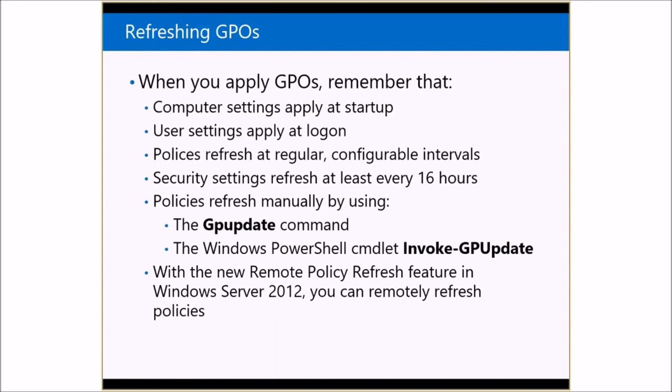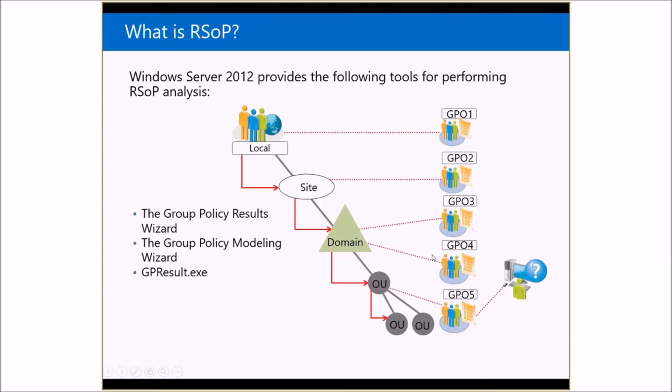Policies can be refreshed manually by using the gpupdate command, or we can use the PowerShell command Invoke-GPUpdate. To be honest, they both do the same thing, and gpupdate has fewer characters, so I tend to use that more than Invoke-GPUpdate. And as Artem was saying, there's a new remote policy refresh feature in Server 2012, and you can remotely refresh the policies.